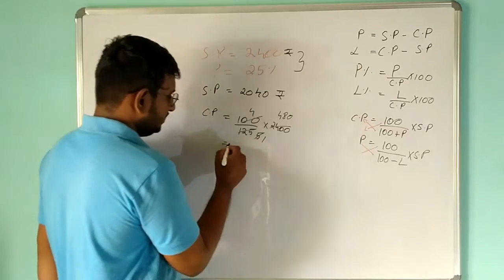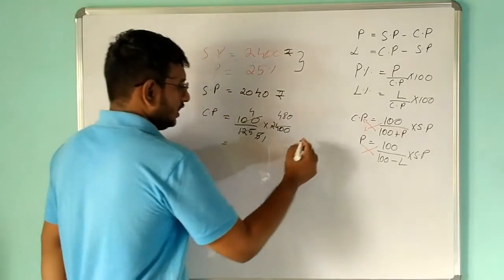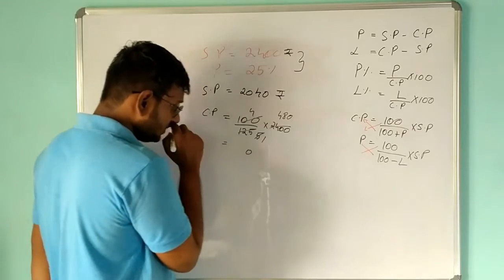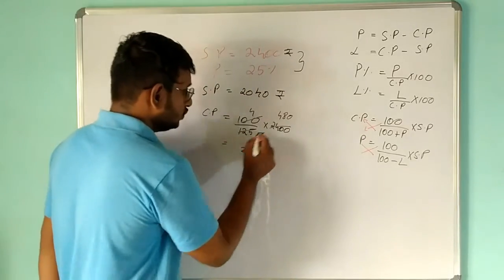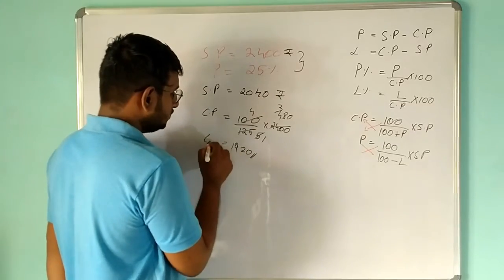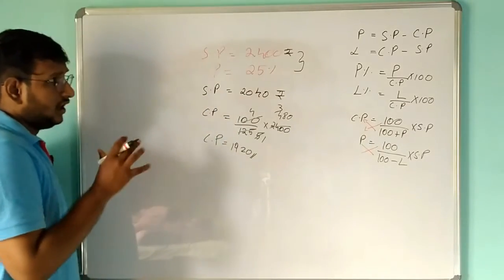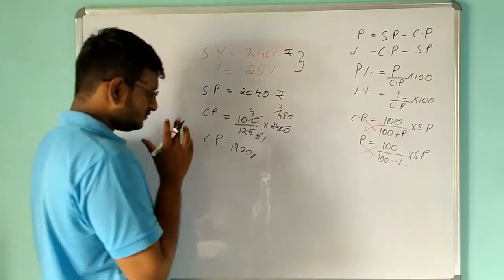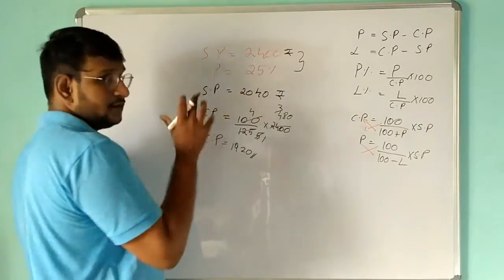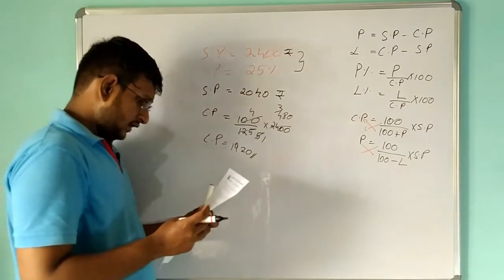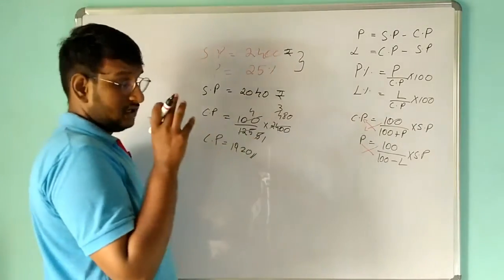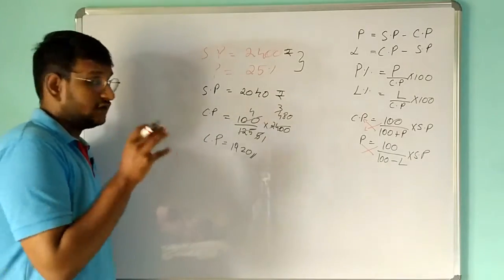So I can multiply these two. I will get 0, then 4 8s are 32, so 2, 3, 4 4s are 16, 19. So 1920. So cost price is 1920. 1920 is the cost price of that particular article, right? Yeah, the goods. 1920 is the cost price of the goods.